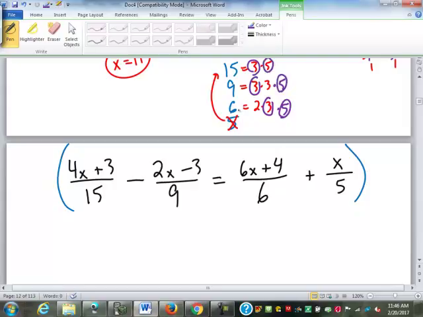Now all 3 of those have 5 as a factor. The 9 has a second 3 that the other ones do not, so I have to put a second 3 in there as a factor for each of them. Now they all have a second 3. And the 6 has a 2 that the other ones do not, so I have to put a 2 in there.